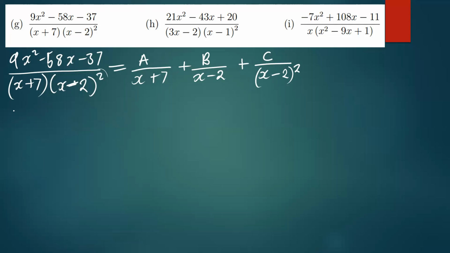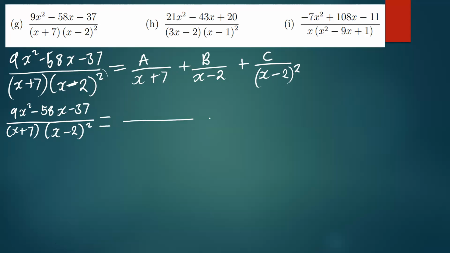The next step, we're going to copy that same expression. This is what we're going to have, everything over the first factor, x plus 7, and the second factor, x minus 2 squared. We say this is equal to, and here I'm going to find the common denominator. Remember what I told you? The common denominator is normally what is here: x plus 7 and x minus 2 squared.